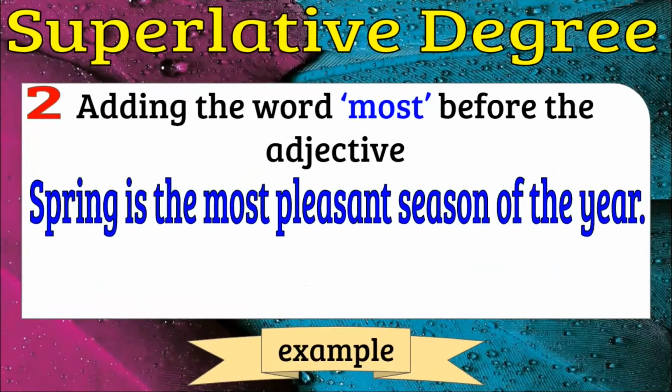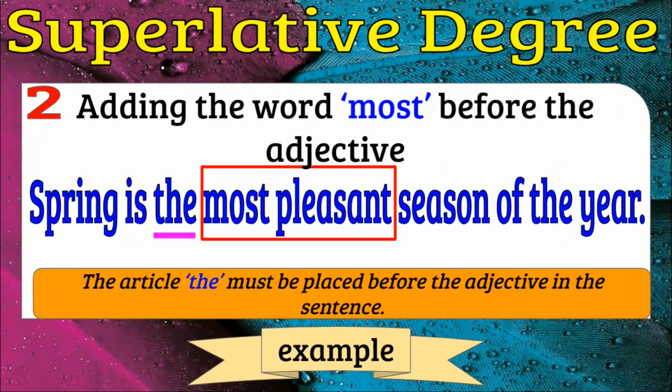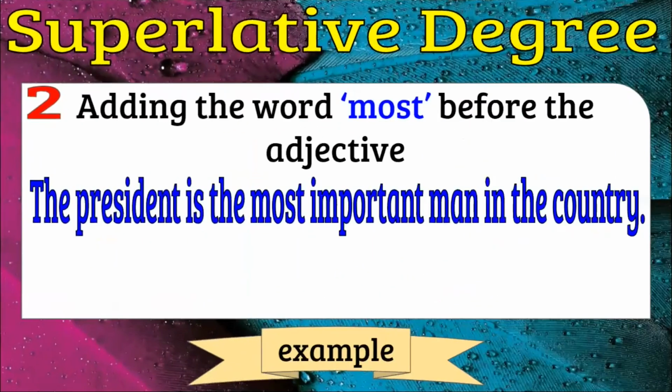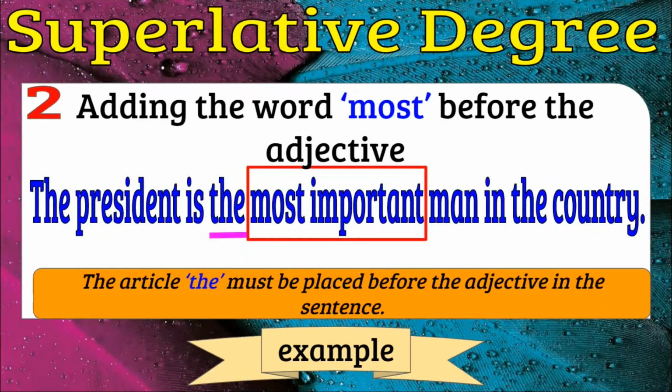Spring is the most pleasant season of the year. The adjective is most pleasant. The article the must be placed before the adjective in the sentence. The adjective most pleasant compares spring among the seasons of the year. The president is the most important man in the country. The adjective is most important. The article the must be placed before the adjective in the sentence. The adjective most important compares the president among all the men in the country.